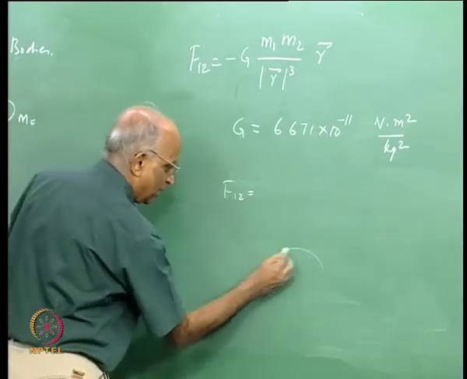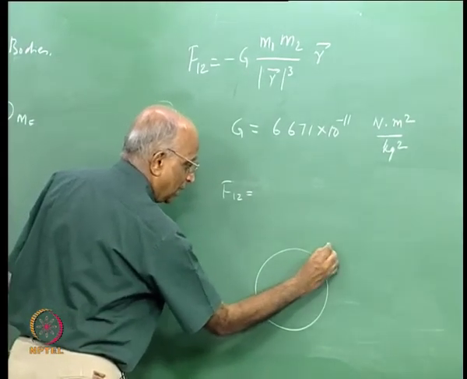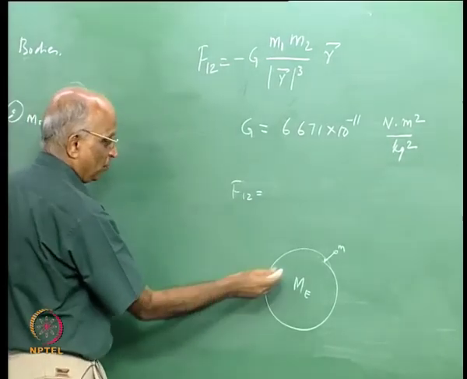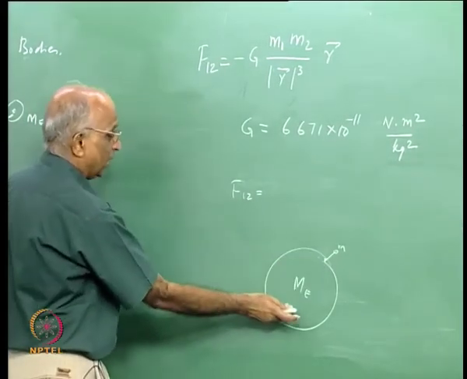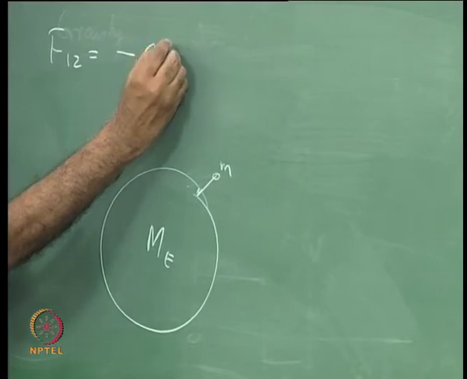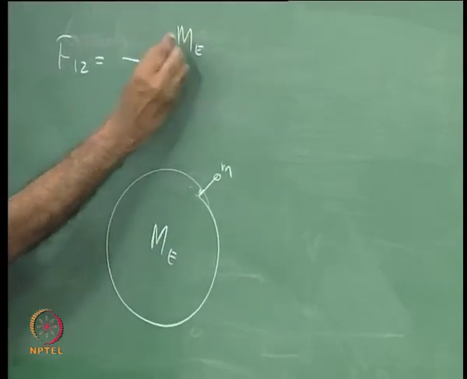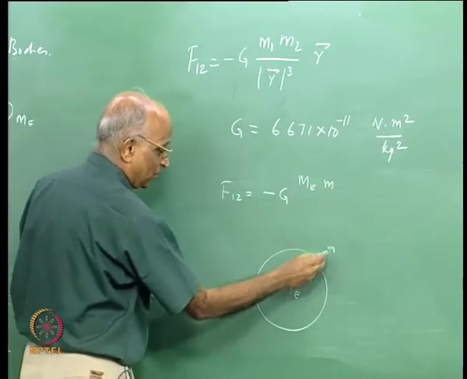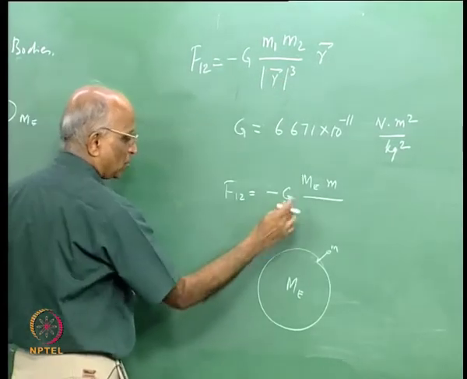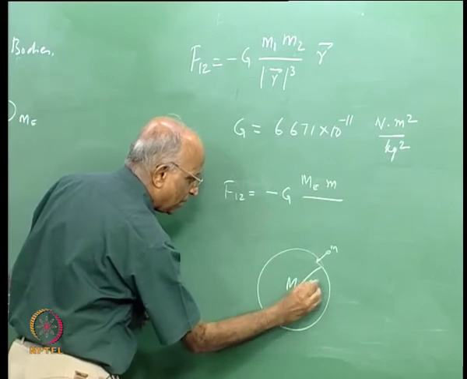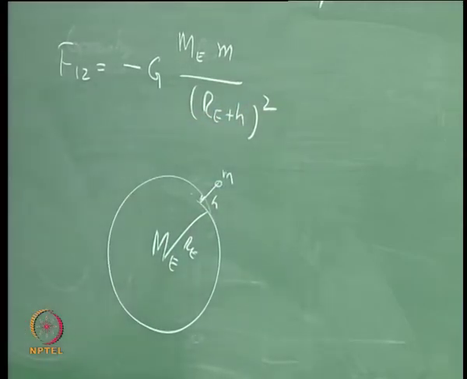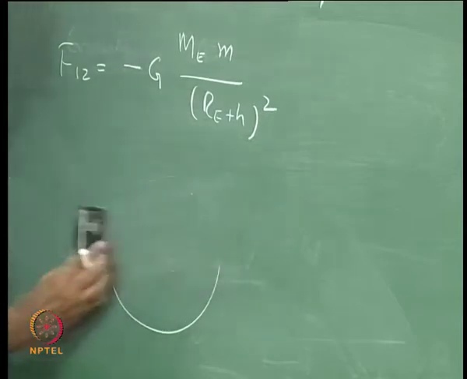let us say I have the earth here, and some body is falling on the earth. Let the mass of this body be m and the mass of the earth be me. The force with which this body is pulled towards the earth, as per the universal law of gravitation, is minus G into m1, the heavy mass me, and m2, the mass being attracted, divided by, forgetting the vector part, r square, where r is the radius of the earth plus the height above the body. This is the force which is attracting. And what is this force? The force is so much newtons.